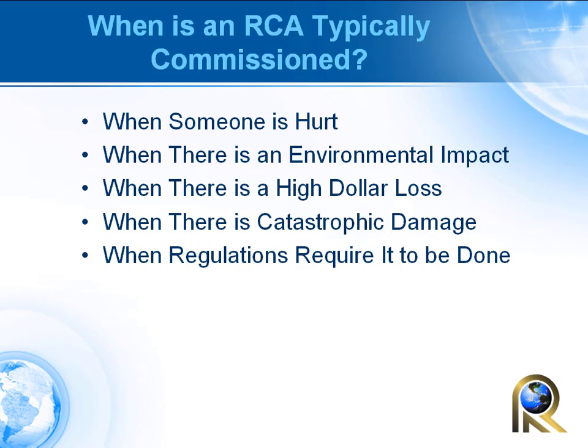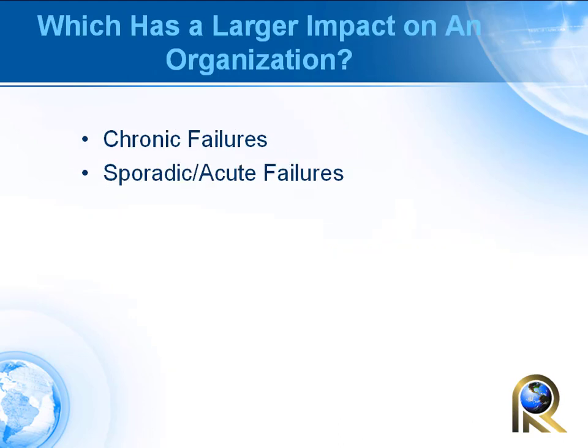Now, when you think about any of these and the conditions under which they would occur, this is very short-term in the thinking because we're looking at individual events occurring, which gives us a very short-term perspective. Now, when looking back at these, are these typically going to be chronic type of things, or are they going to be sporadic types of things? Which has a larger impact on the organization?